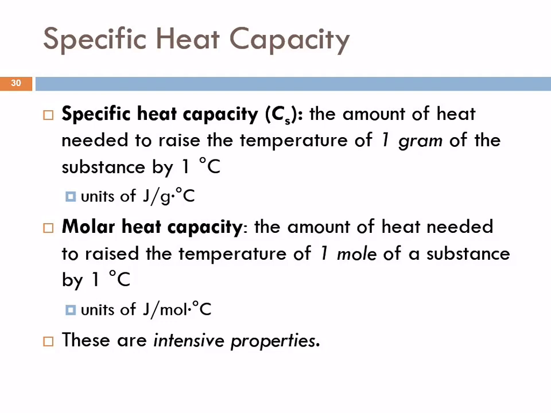So, I got ahead of myself again. Specific heat capacity, C sub S, is the amount of heat needed to raise the temperature of 1 gram of the substance by 1 degree Celsius. So now we're specifying the amount. The units are going to be joules per gram degree Celsius, or they could be joules per gram Kelvin. Sometimes we'll use a molar heat capacity, and here we're defining the amount of substance in moles instead of grams. So that'll give you joules per mole degree Celsius. Both of these are intensive properties. They do not depend on the amount of substance or the size of the sample.